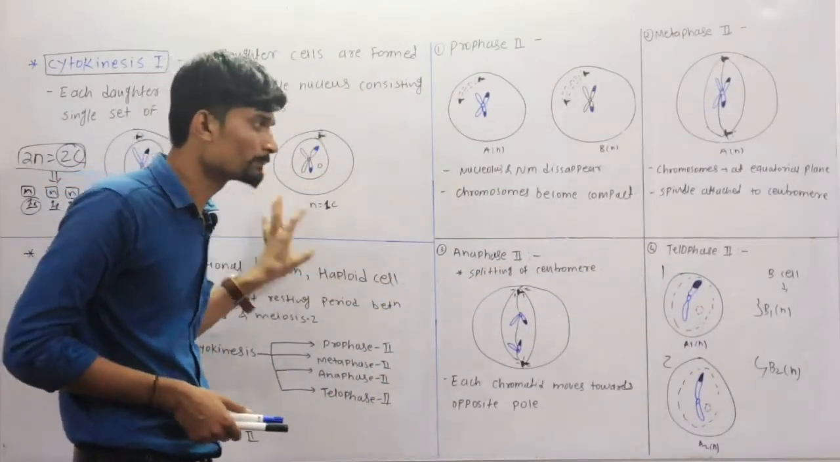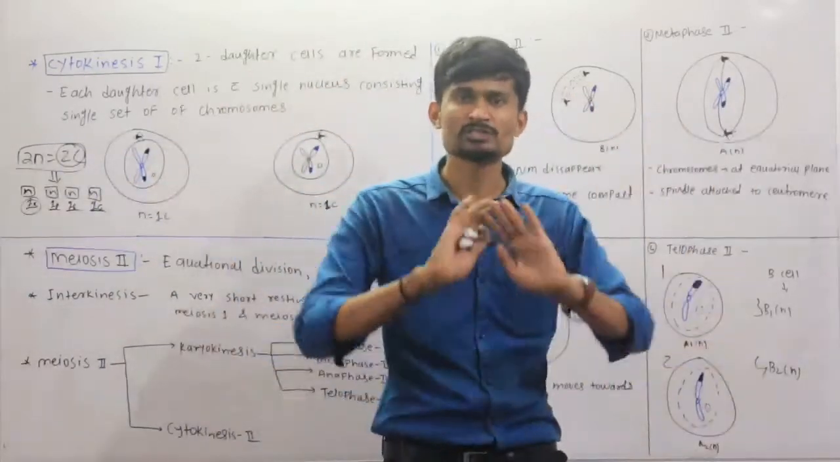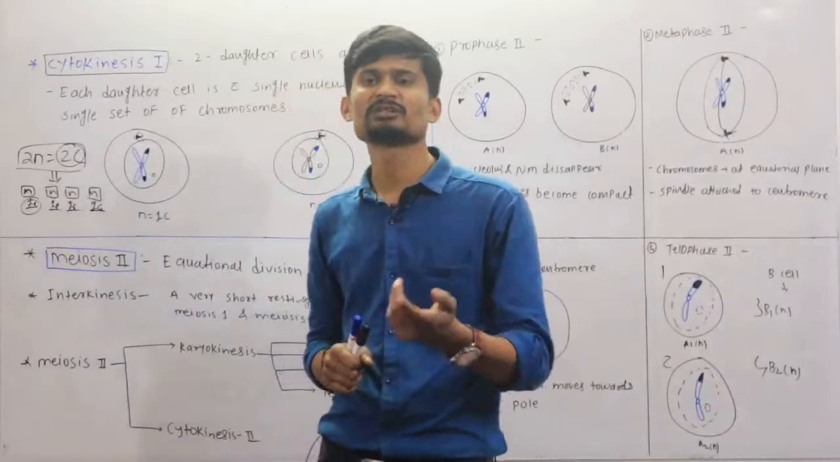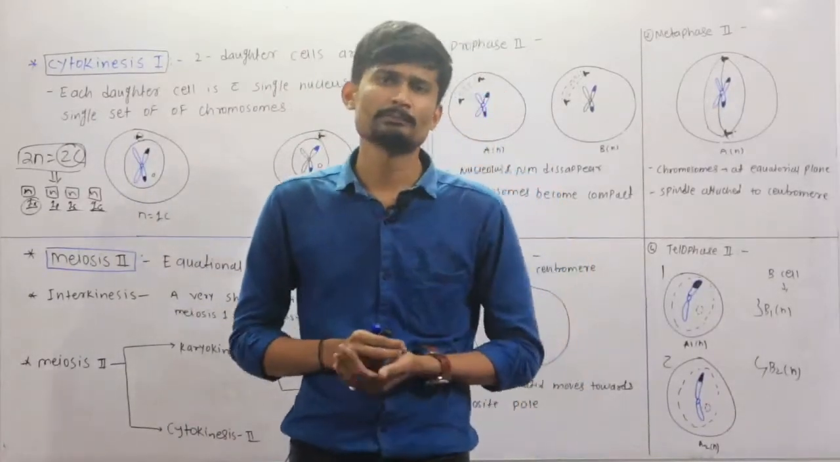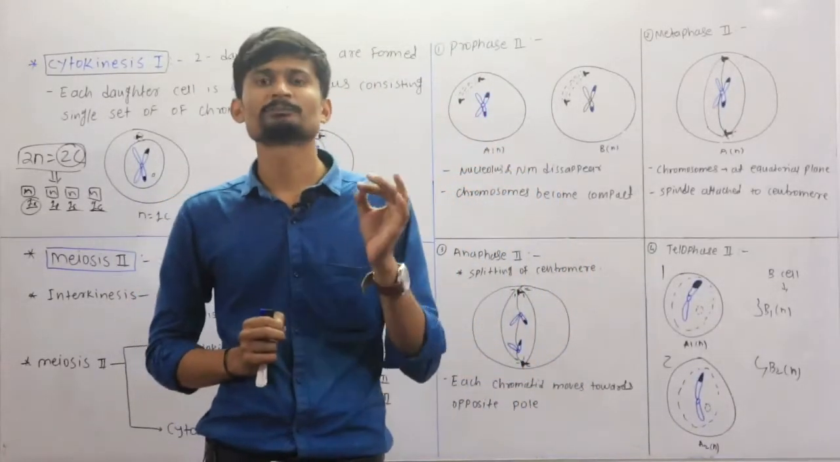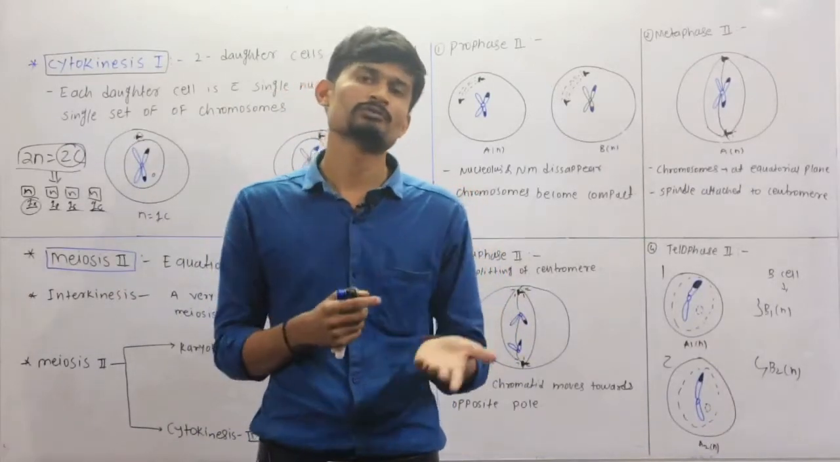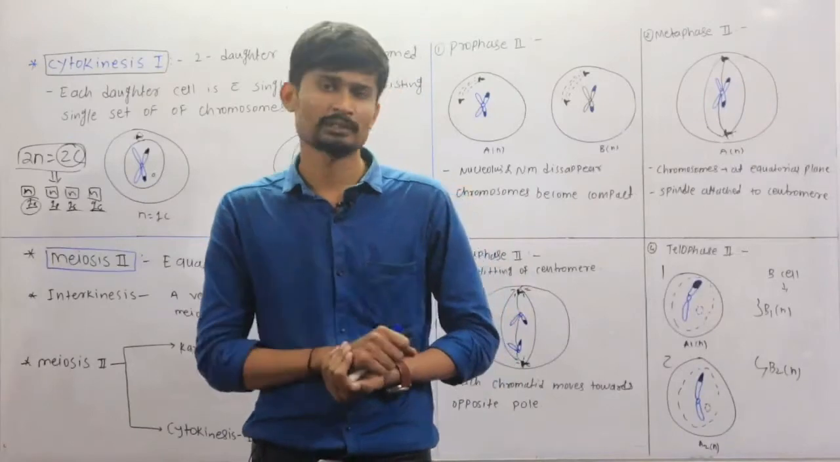So here we completed the meiosis process, the complete meiosis process. The last topic is the significance. So the significance of meiosis is that meiosis produces the haploid gametes, that is n. From 2n it produces the haploid gametes during sexual reproduction.